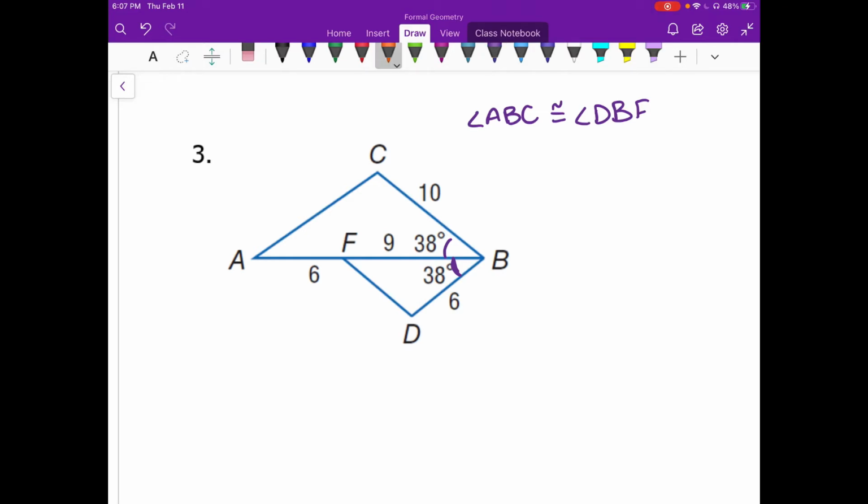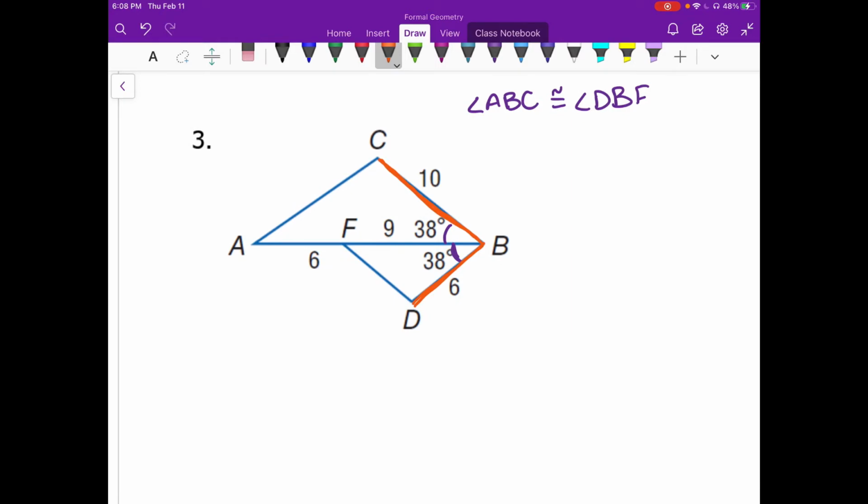So let's check those. I'm going to first compare CB, which is 10, to the corresponding side, which is DB. Those two sides are corresponding to each other. So let's write a proportion using those two sides. I'm going to put DB over CB, and DB is 6, CB is 10, and that simplifies to 3 over 5. So that's my first proportion.